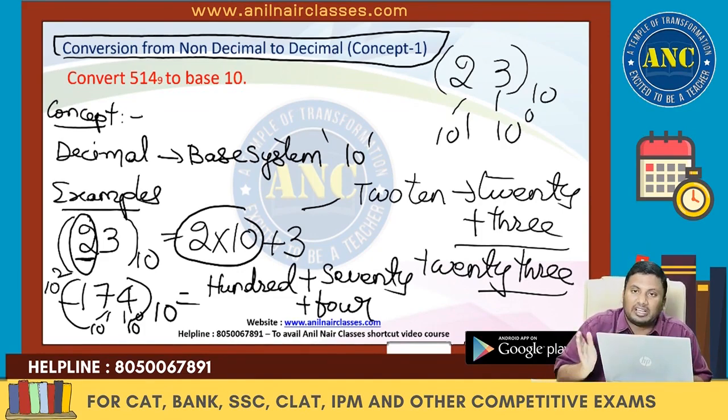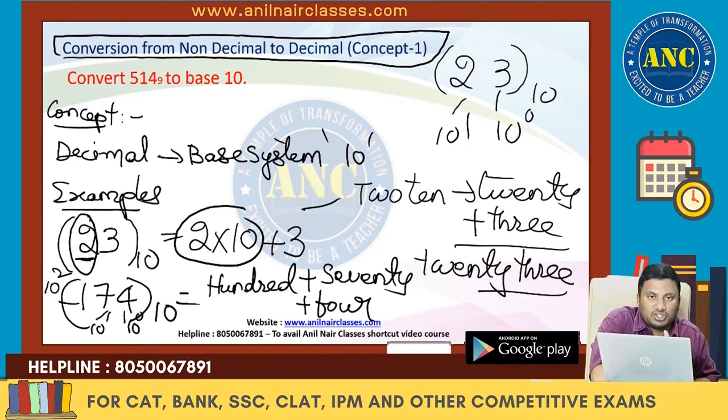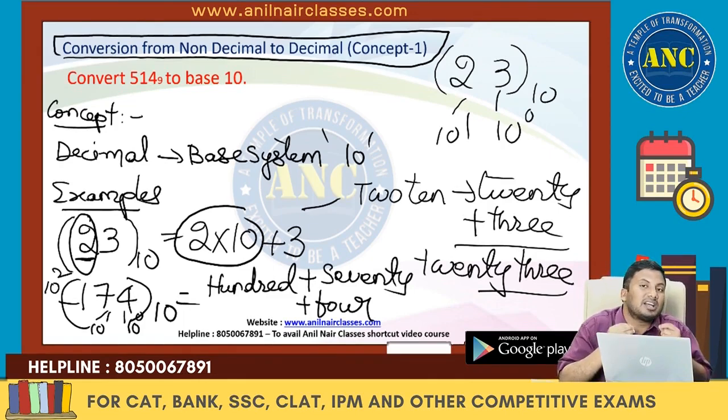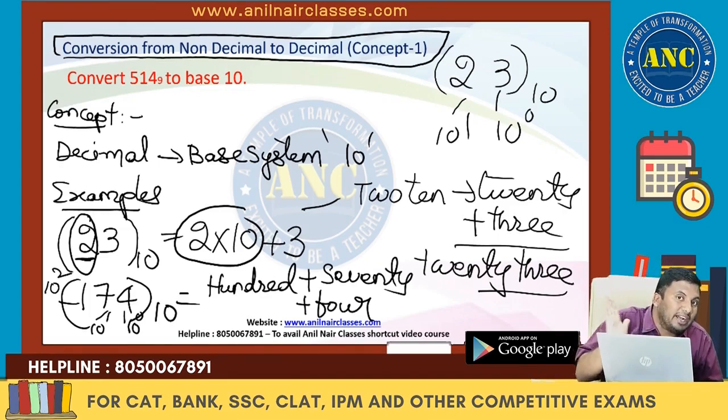Suppose 174, start from the rightmost. 4 will take base power 0, 4 into 10 power 0. Go to the next digit. 7 is in the tens place, the second digit after the rightmost place, so 7 gets 10 power 1. The third digit gets 10 power 2. The digits are taken from 0 to k minus 1: start with base power 0, base power 1, base power 2, base power 3, and it continues.